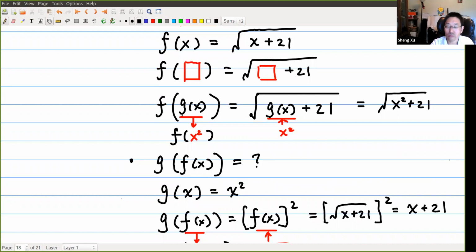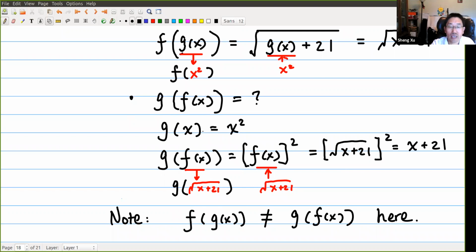Similarly, if I want to compute g of f(x): g(x) is equal to x squared, and x is a placeholder. If you put f as the input for g, you get f(x) squared. Then f(x) is equal to the square root of x plus 21, so you put in the square root of x plus 21, then you square it, and you get x plus 21. So g of f(x) is x plus 21. What you see in this example is that f of g is the square root of x squared plus 21, but g of f is x plus 21. Different.